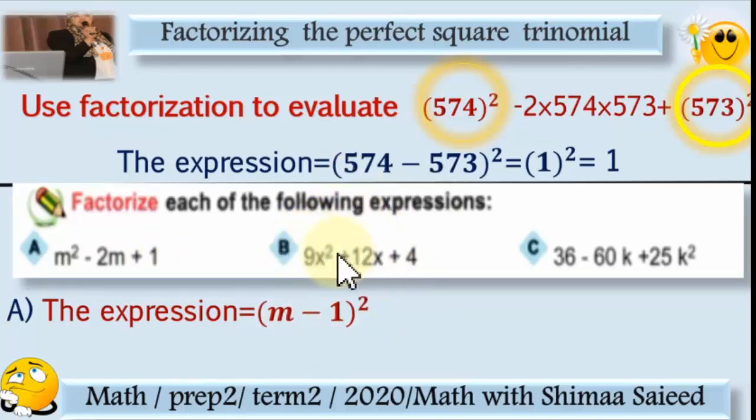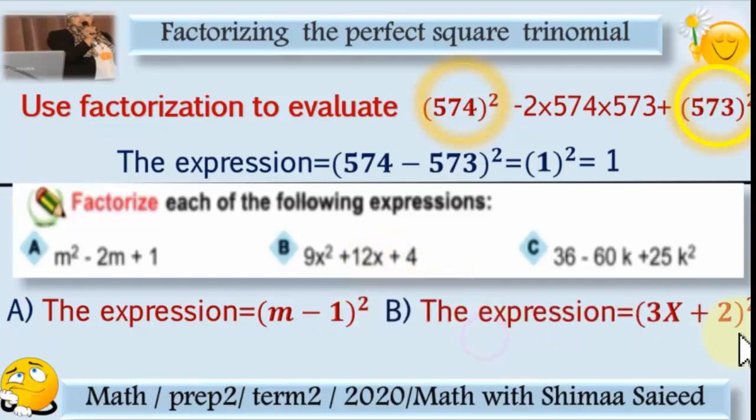What about b, the second one? Here we have 9x power 2 plus 12x plus 4. Is it a perfect square trinomial? 9x power 2 equals 3x times 3x. Well done. 4 equals 2 times 2. What about the middle term? When we multiply 2 by 3x by 2, we will have 12x. So this is a perfect square trinomial.